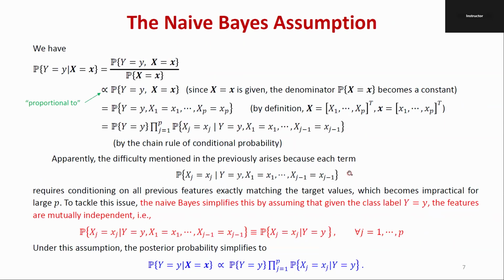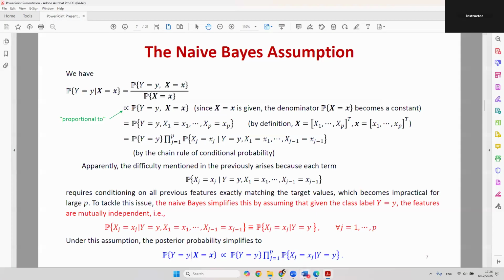Then how to fix it? So here comes the naive Bayes assumption. In the naive Bayes, we simplify this by assuming that given the class label, let's say the label was Y, the features are mutually independent. Since they're mutually independent, now I don't have to include everything here. I can simply include just the one. Why? Because they're independent. Recall the definition of independence. Let me just write something here.